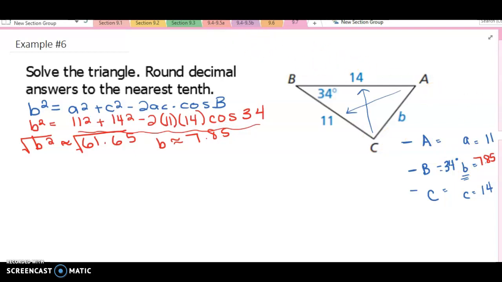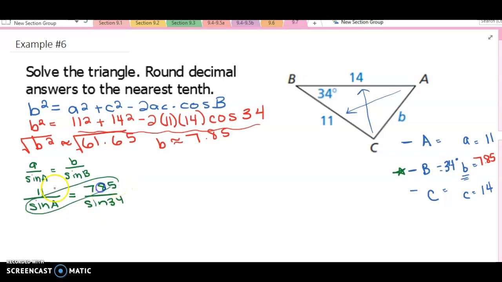Okay, now notice I have my angle-side pair. Okay, so I can now revert back to law of sines. So I can say that a over sine of A is going to equal my b over my sine of B. And then it's a matter of plugging in. So little a is 11 over sine of A, I don't know, equals my b, which is 7.85, over my sine of 34.